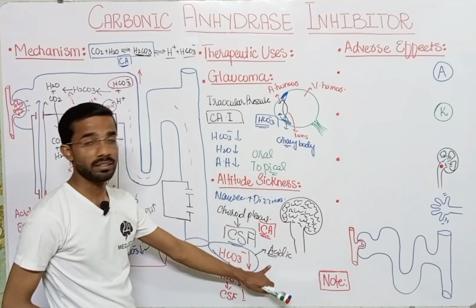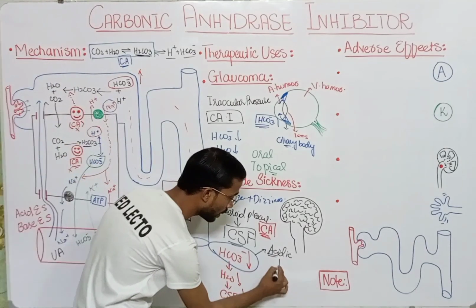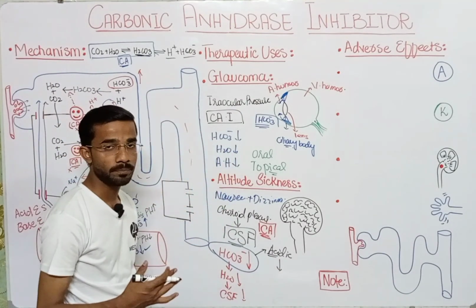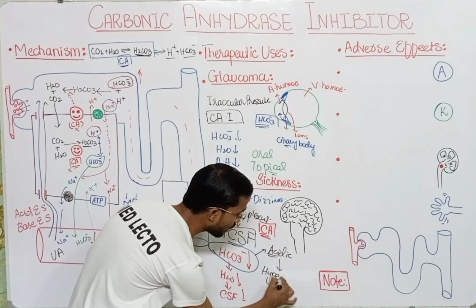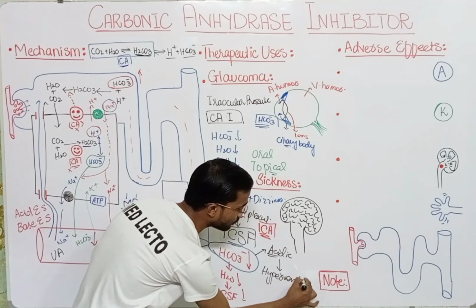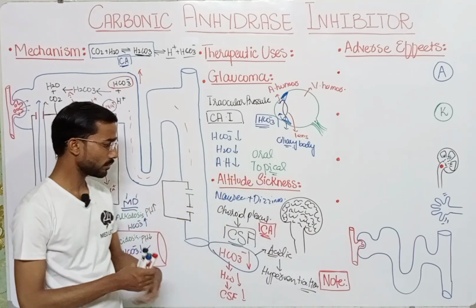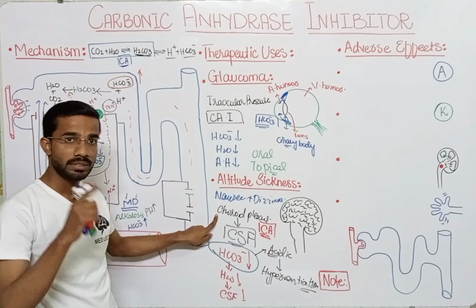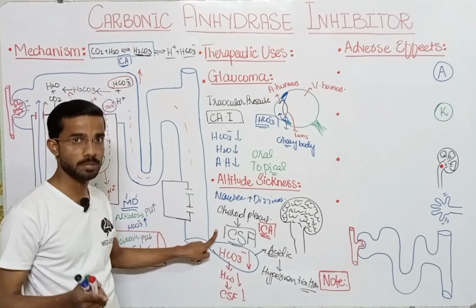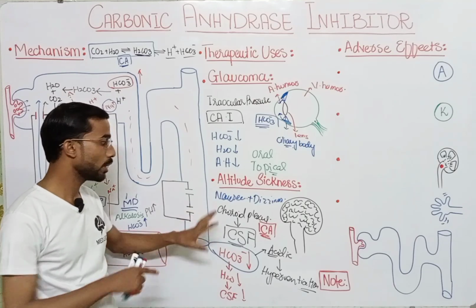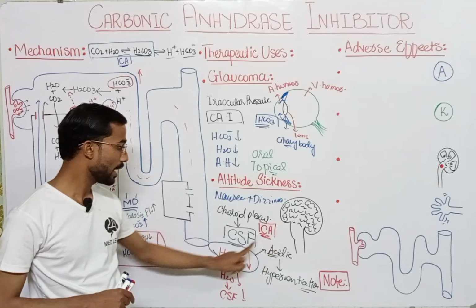Now it results in hyperventilation. So when the cerebrospinal fluid in our body becomes acidic, then it results in hyperventilation. So this is the process. Actually, from the choroid plexus we see the production of the cerebrospinal fluid, and the whole process happens with the help of the carbonic anhydrase enzyme.